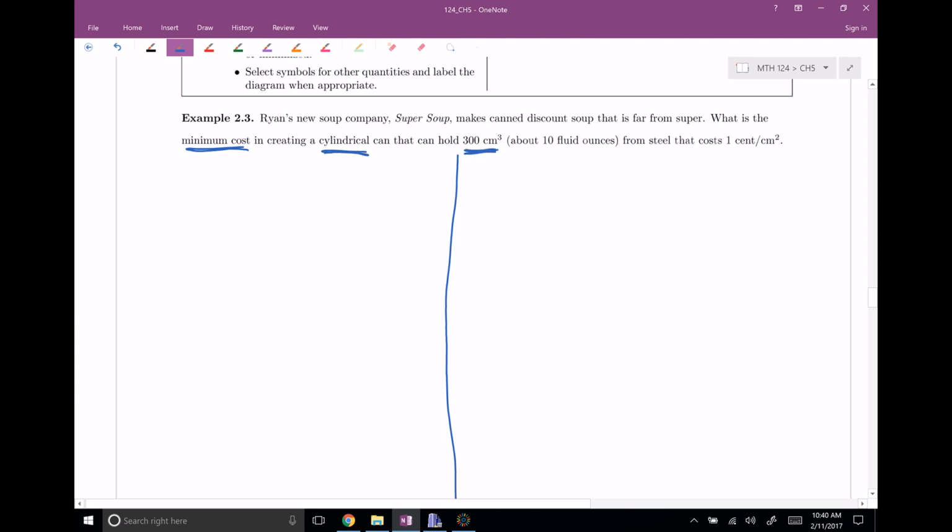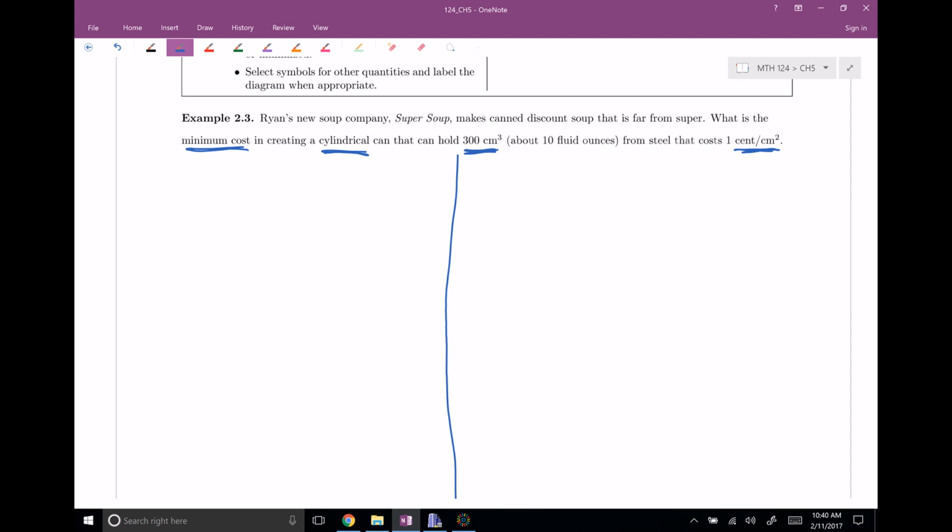The volume is supposed to be 300 cubic centimeters, 10 fluid ounces. And we know that for each kind of area, it's going to cost us 1 cent, right? For each square centimeter, it costs us 1 cent. Okay, so the first thing I'm going to do, we've already read the problem and tried to understand it. Let's try to draw a diagram here.